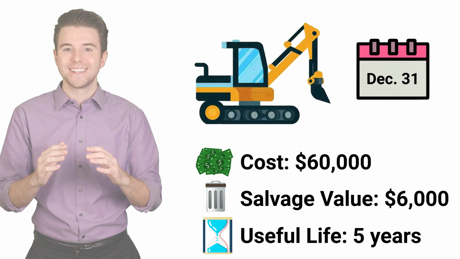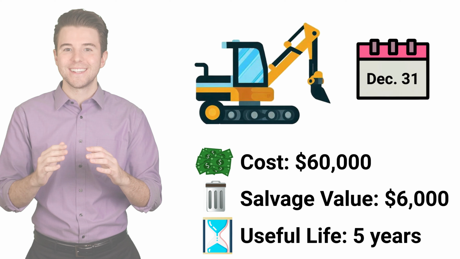The third factor is useful life, which is the length of time the company estimates the asset will be used in its operations. Now that we are all up to speed on depreciation, let's discuss straight line depreciation. Straight line depreciation means that depreciation expense is the same for each period of the asset's useful life and is computed as cost minus salvage value divided by useful life.